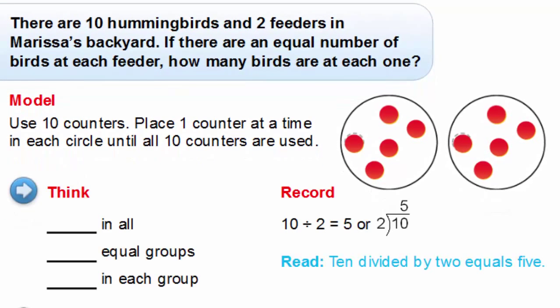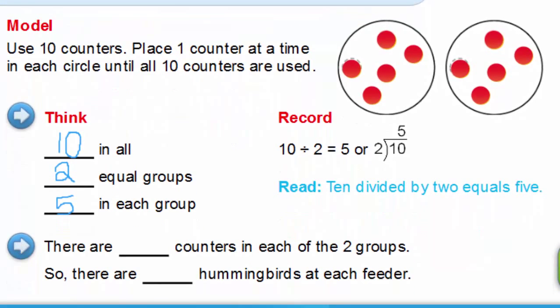So now here's what we would think. We think that there are 10 counters in all. There are 2 equal groups, and we have 5 in each group. So we would say 10 divided by 2 equals 5, or we could write 10 divided by 2 equals 5. There are 5 counters in each of the 2 groups, so there are 5 hummingbirds at each feeder.